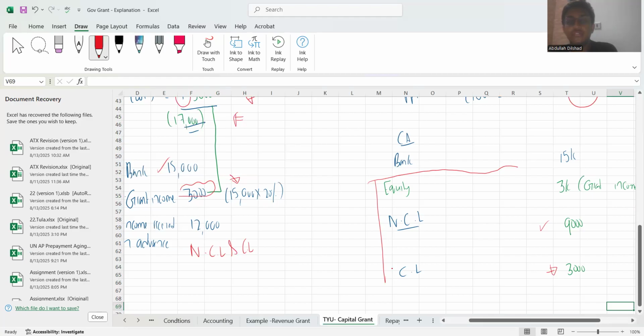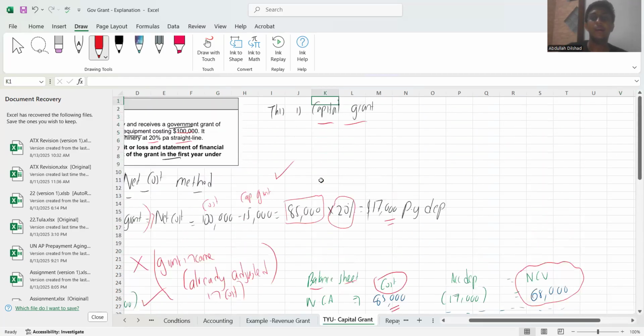Yes, this will be shown under your current liability, right? So we are done with both capital grants and revenue grants. There were totally 4 methods that we learned. Regardless of whatever method you use, you will be arriving at the same answer.